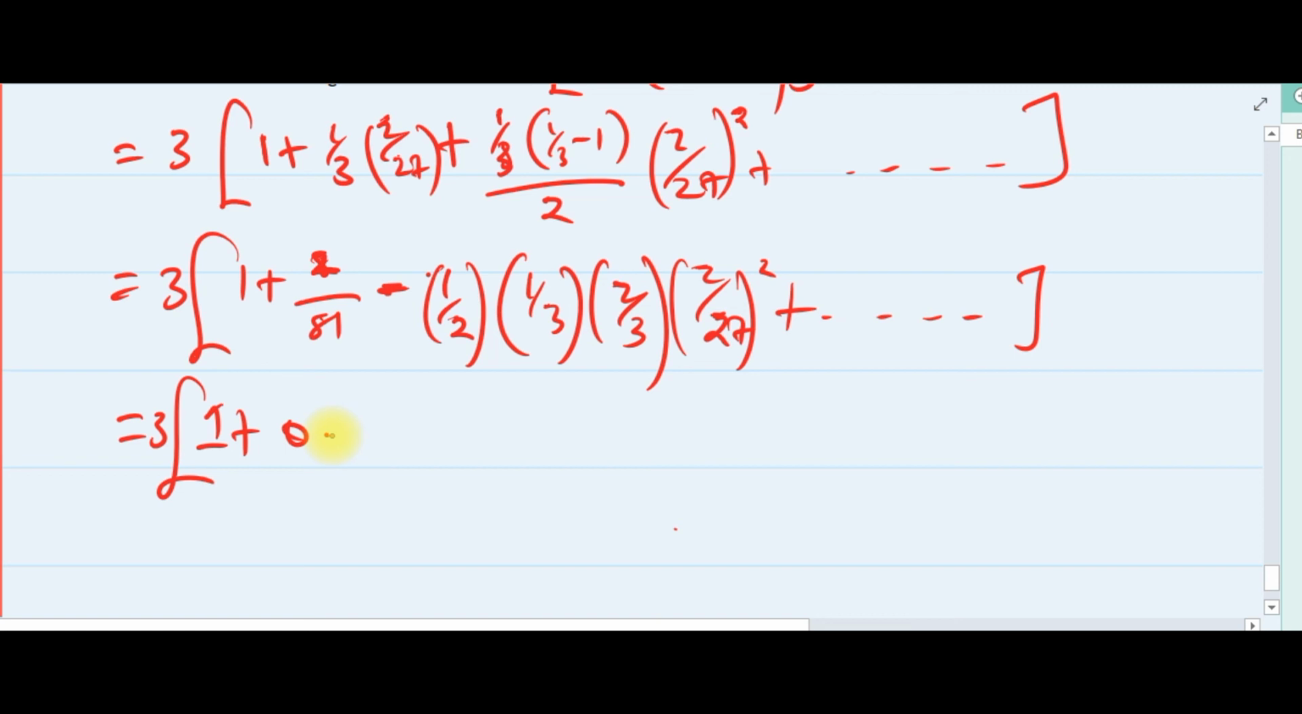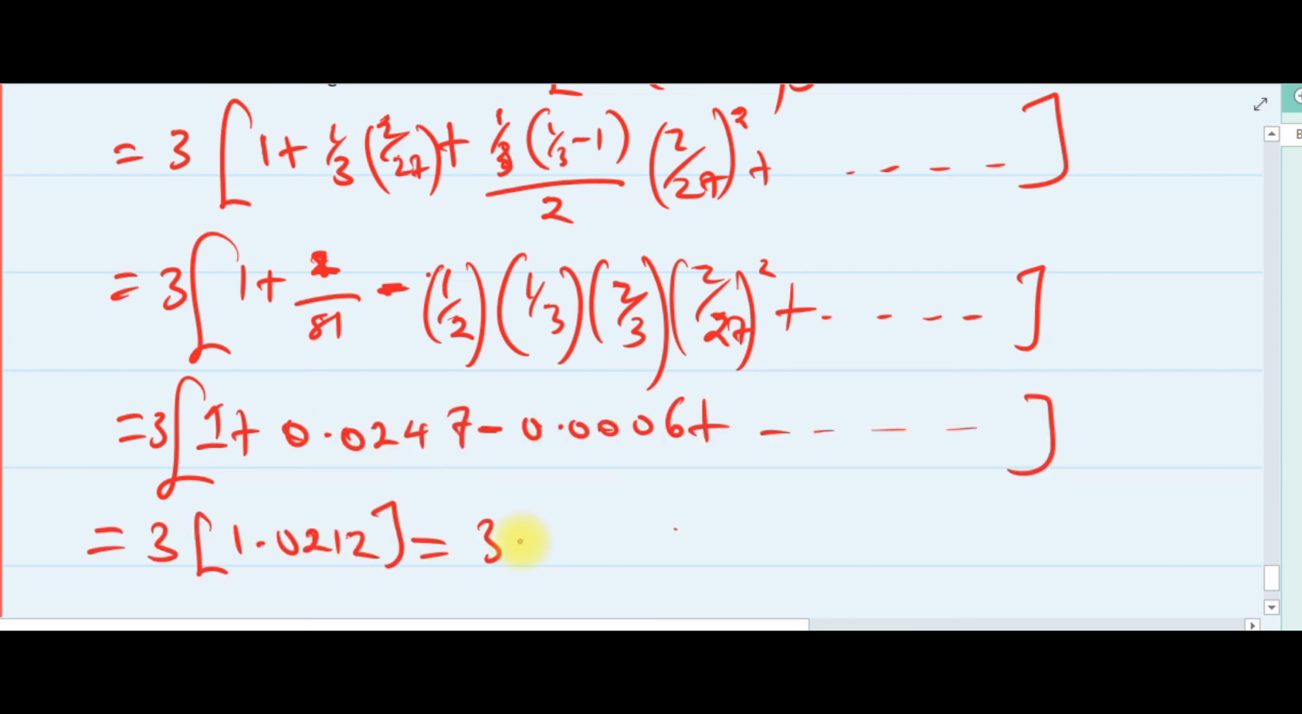No need to continue, because we'll get more decimals. So the answer is 3.063. So that's it. That's the answer. So let's now enter the exam questions, real exam questions and their solutions.